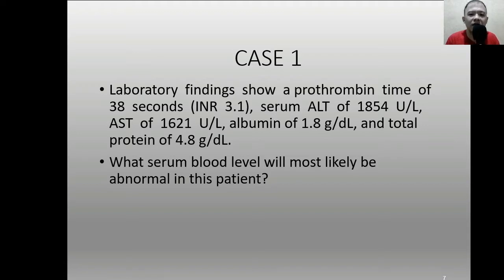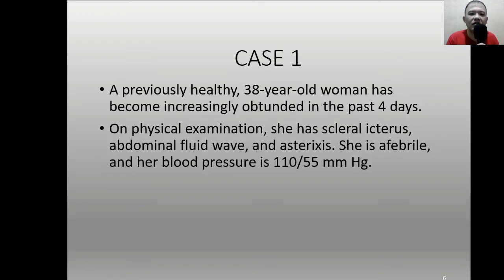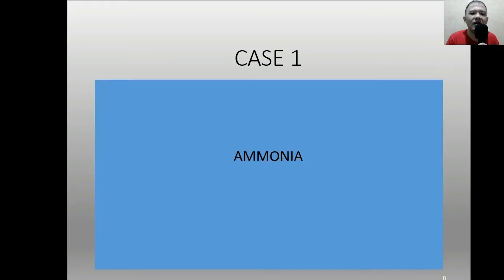What serum blood level will most likely be abnormal in this patient? So take note, the patient has asterixis, and it's increasingly obtunded. Okay, so the first thing that will come into your mind is, so the patient has most likely already had cirrhosis. Okay, if you have listened to our GenPath lecture. Okay, so what could have caused this asterixis? It's ammonia, and the disease and the complication here involved is ammonia or hepatic encephalopathy.